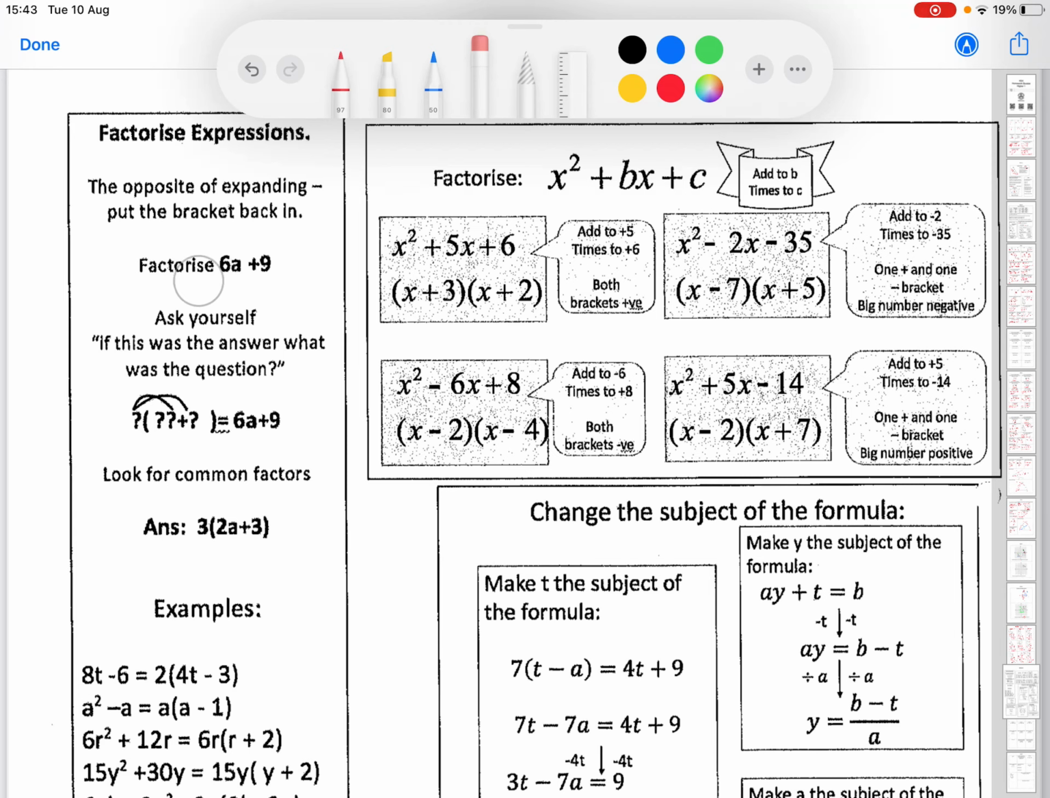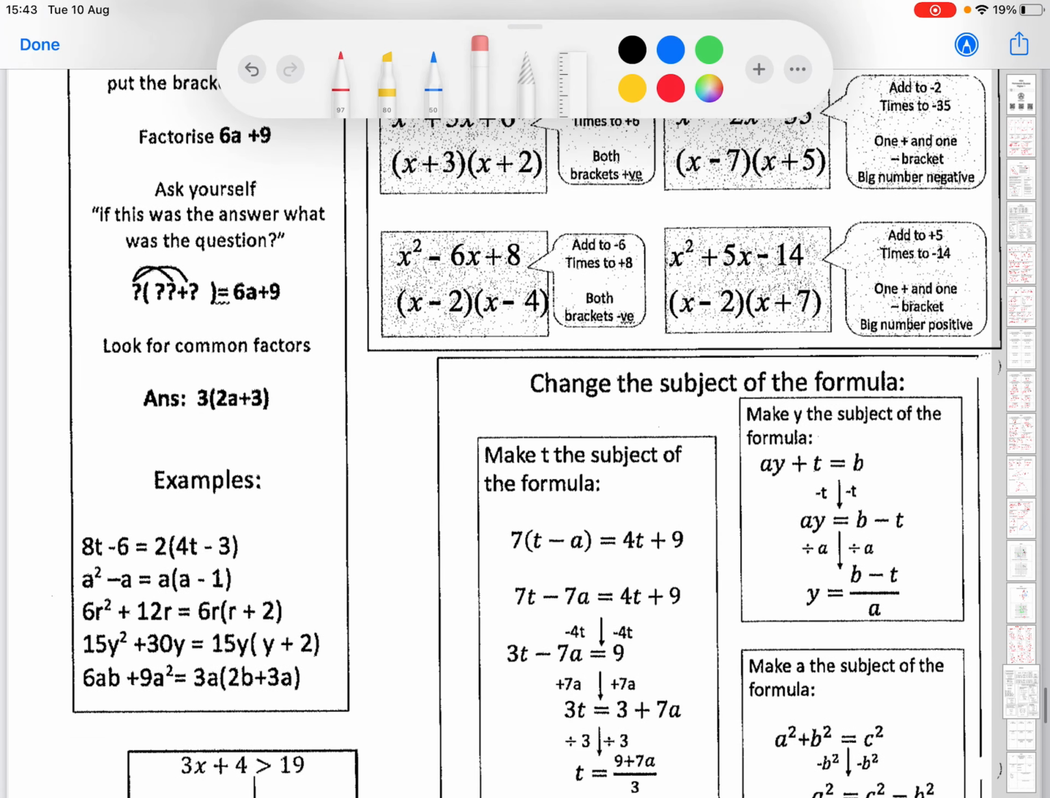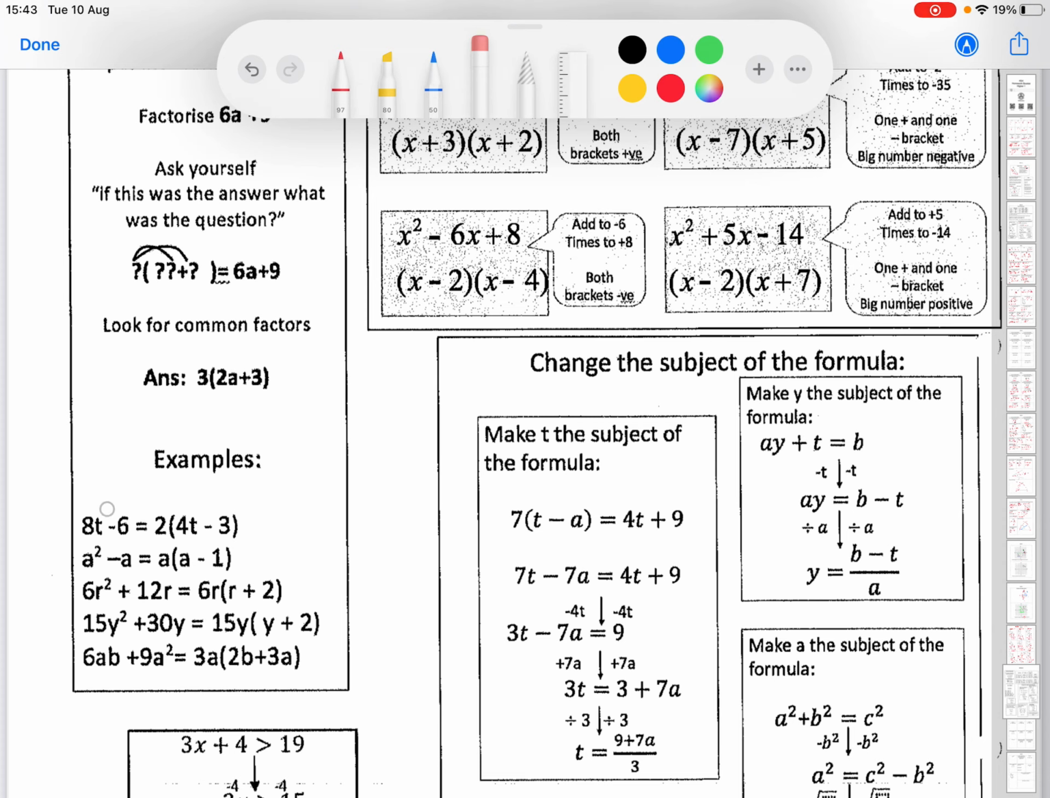Because this is just a single bracket, you want to think about what is the common factor of 6a and 9. The only thing that goes into it is a number, and that would be 3. So 3 would have to go on the outside. And then you want to reverse expand a bracket. What would you times 3 by to get 6a? That would be 2a, so 2a needs to go in it. Then what would you times 3 by to get the 9? You would times it by 3. Because if it was a plus, you would put a plus.